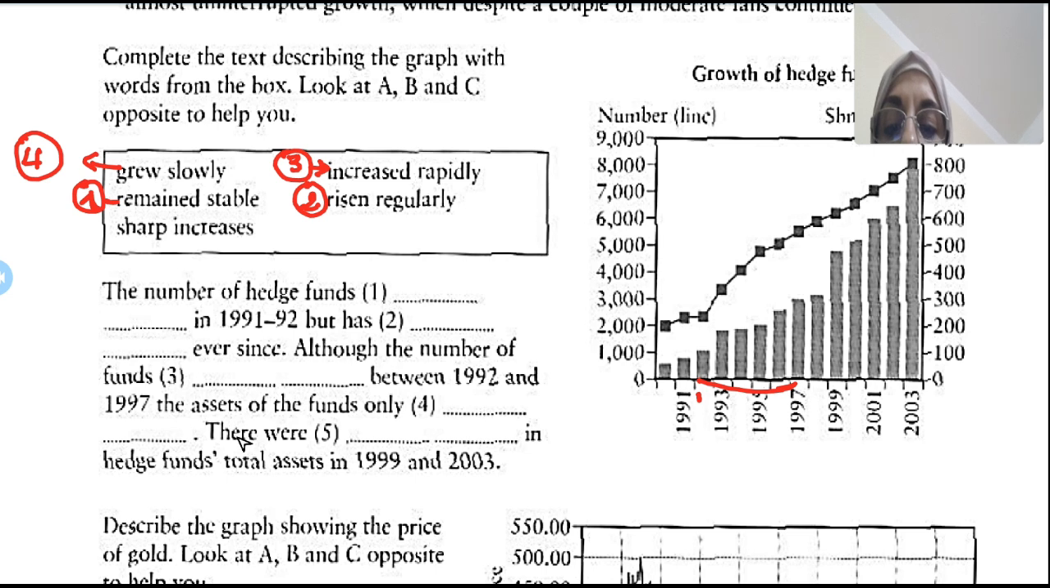Okay. There were in hedge funds total assets in 1999 and 2003. 1999 and 2003 there is what? Number 5, sharp increases. Okay, there were sharp increases. Number 5.